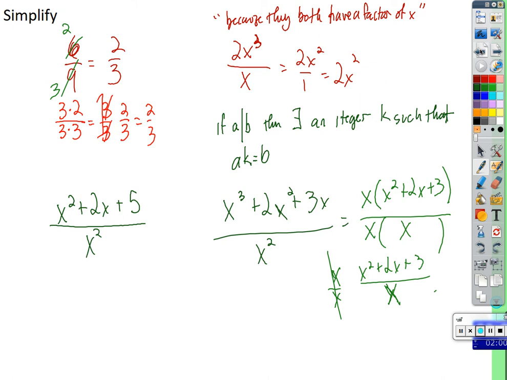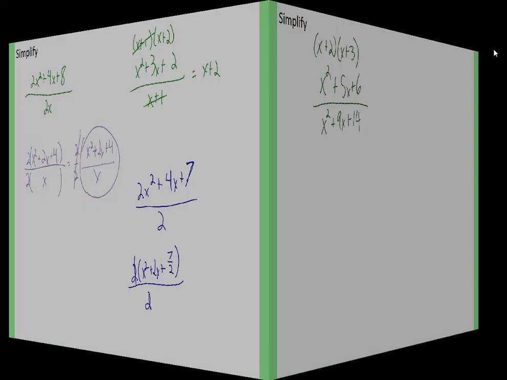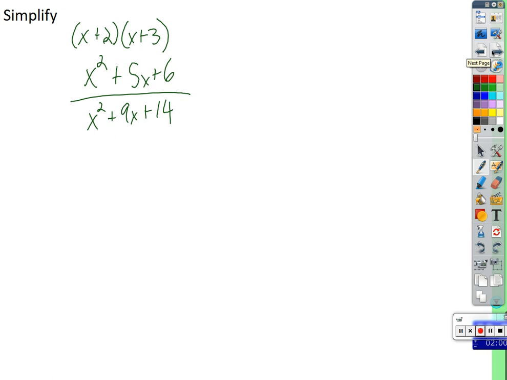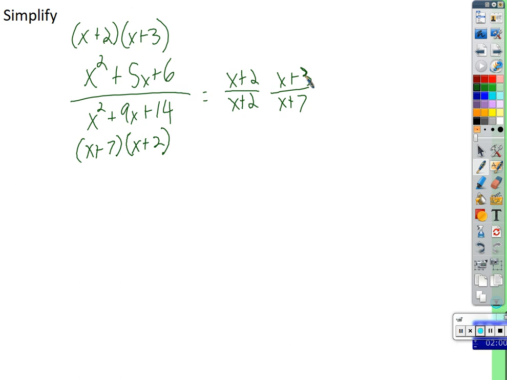If we were just starting, we might need to write it as 3 times 2 over 3 times 3. And here, with polynomials, you can cancel out x plus 2. Because the denominator is what? x plus 7 multiplied times x plus 2? Yeah. So we have to really draw it out here. x plus 2 over x plus 2 times x plus 3 over x plus 7. Cancel, leaving x plus 3 over x plus 7.